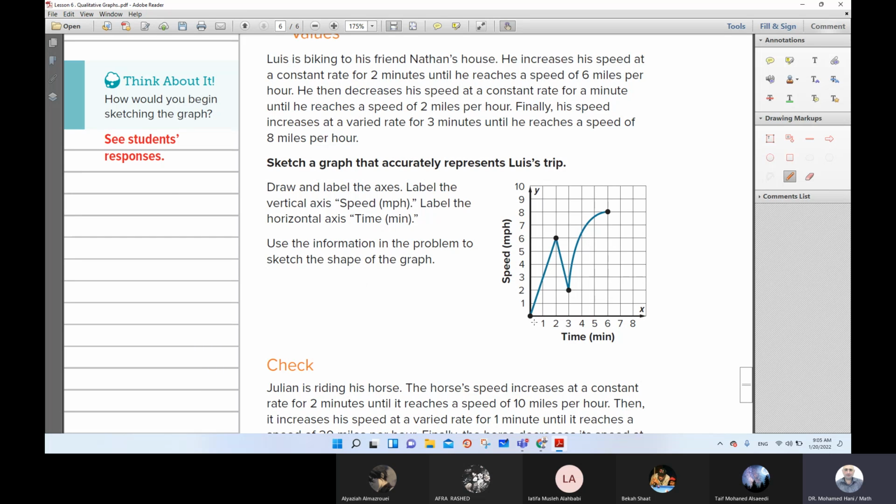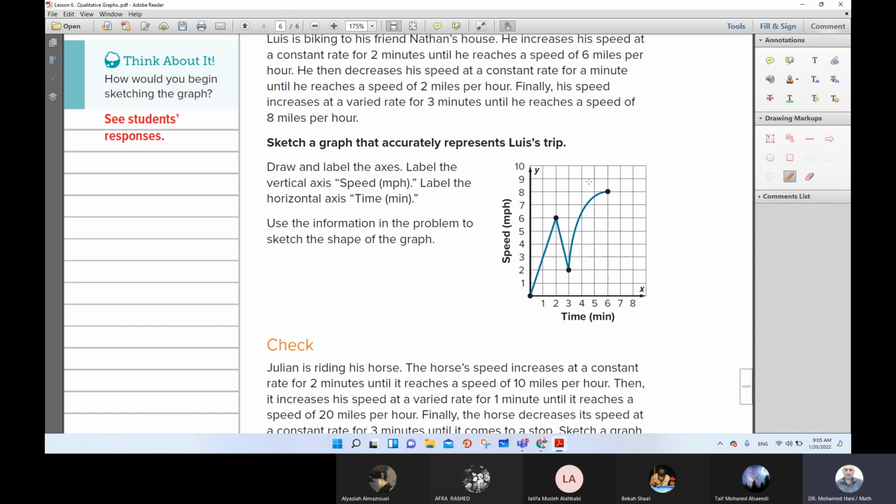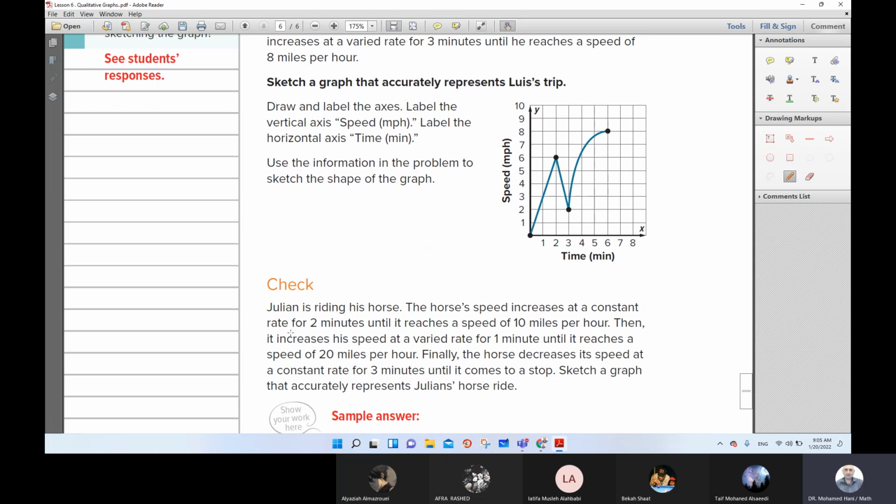As you see here, the x-axis represents the time in minutes, and the y-axis represents the speed in miles per hour. And this is the graph. From the graph, is it linear or non-linear? As you see here, we have increasing, decreasing, increasing.